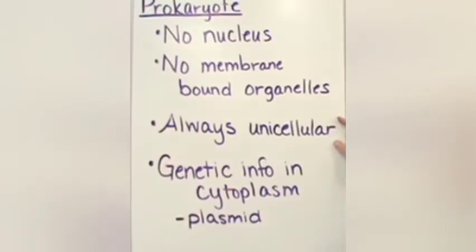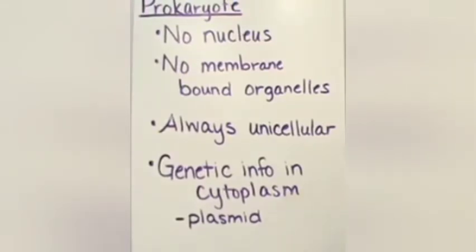Prokaryotes are always unicellular. You will never see a multicellular prokaryote. So prokaryotes are always unicellular because they can't function at a high enough level to be able to communicate amongst the cells. Okay? And finally, the genetic information in a prokaryote is contained within the space called the cytoplasm, okay?